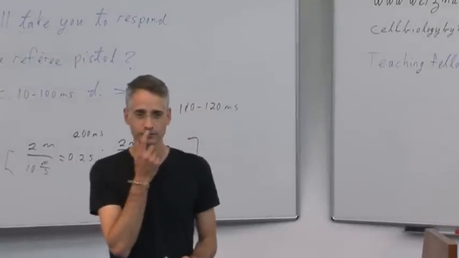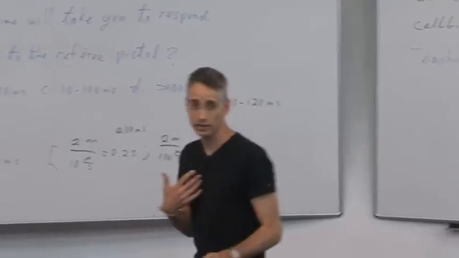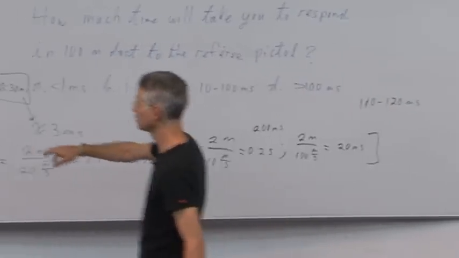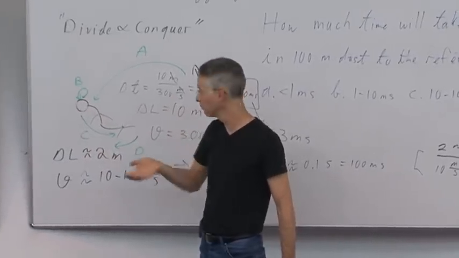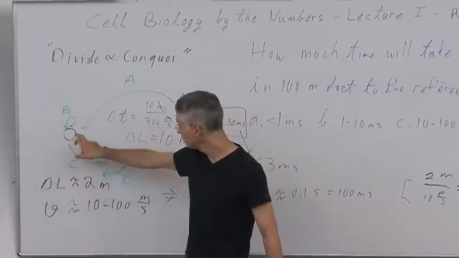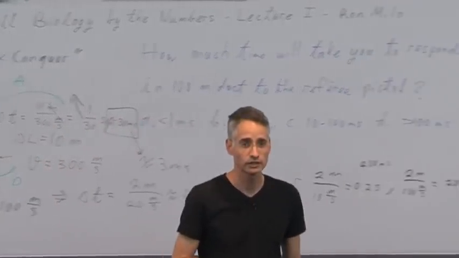What really takes 100 milliseconds? So as far as I understand, the largest fraction is related to the action potential speed. So some of it comes in the brain and some of it in this process. We only got to 20, though. What? We only got to 20.